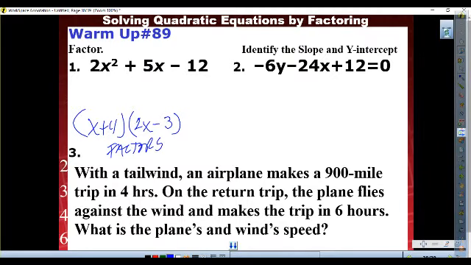Pass to someone, Nina. Cassie, what'd you get? M equals -4, B equals 2. Hands if you got that. M equals -4, or -4 over 1, and B equals 2. That is correct. Pass to someone.